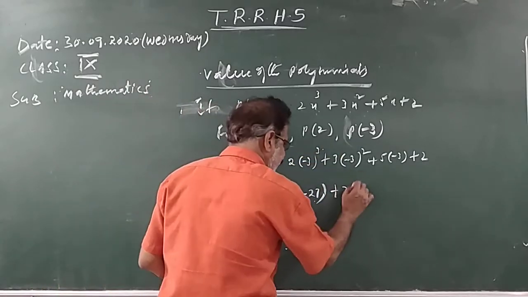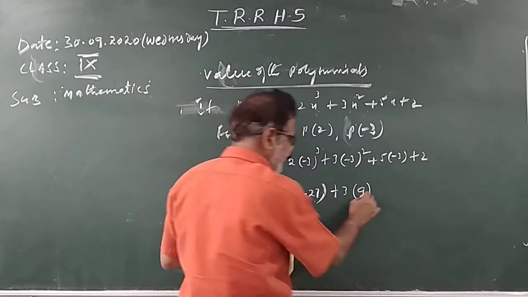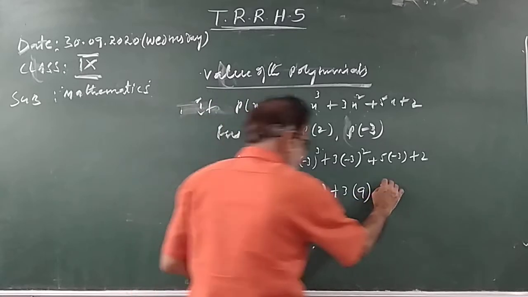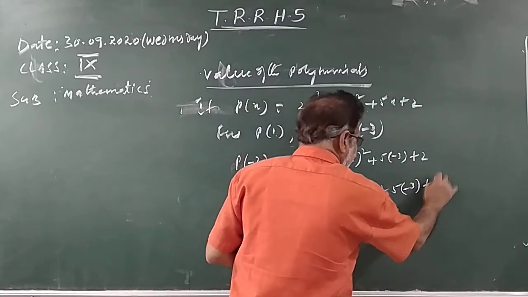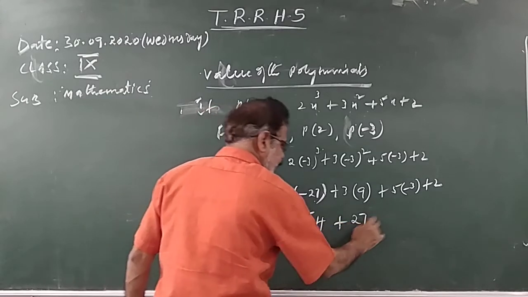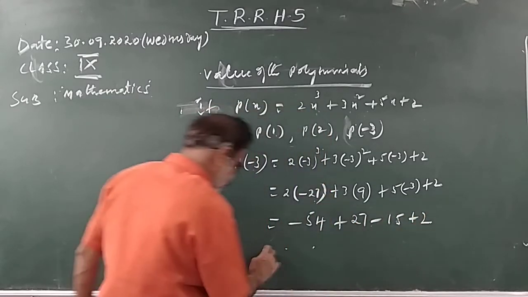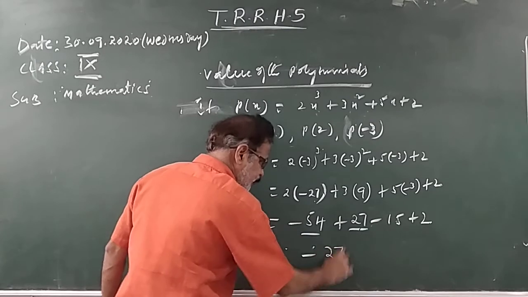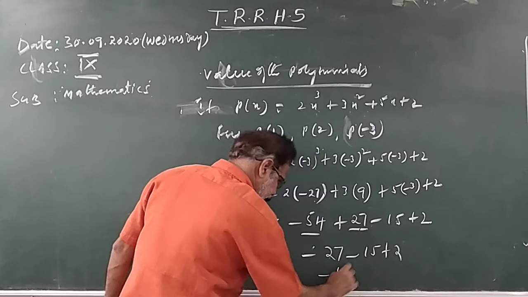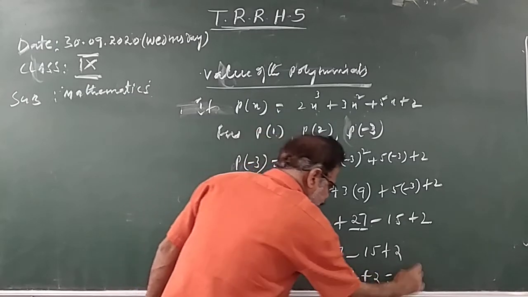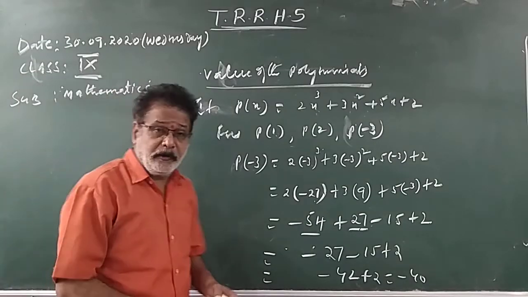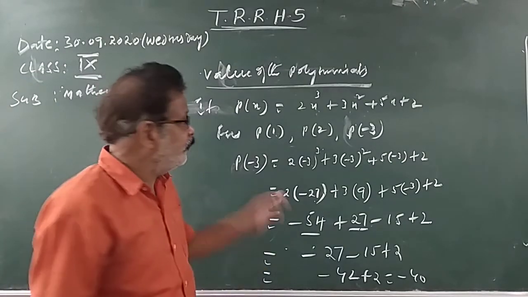So 3 into minus 3 square is 9. 2 is an even number, that is why minus 3 square: minus into minus is plus, 3 threes are 9. So 5 into minus 3 plus 2. Now 2 into minus 27 is minus 54, 3 nines are 27, minus 15 plus 2. So minus 54 plus 27 is minus 27, minus 15 is minus 42, plus 2, that is equal to minus 40. This is the value of the polynomial, children. I hope you understood how to find the value of the polynomial.